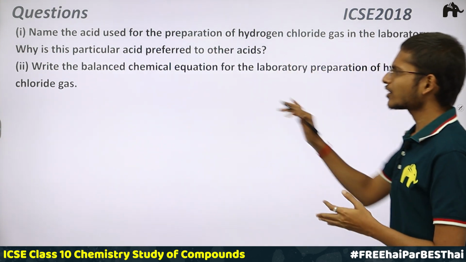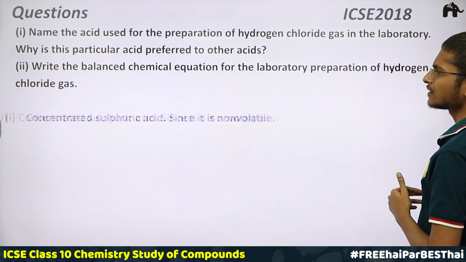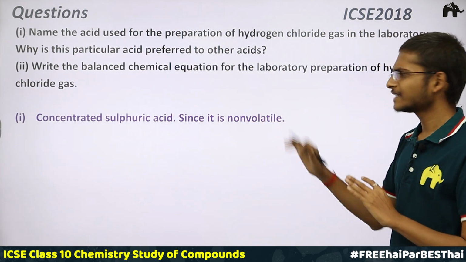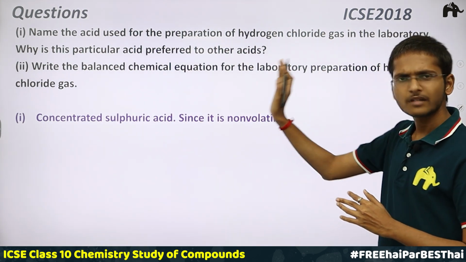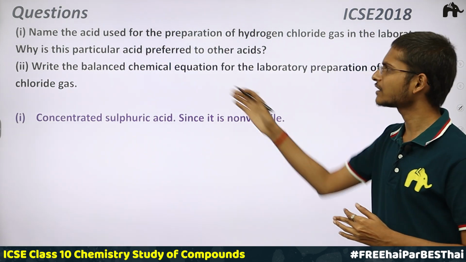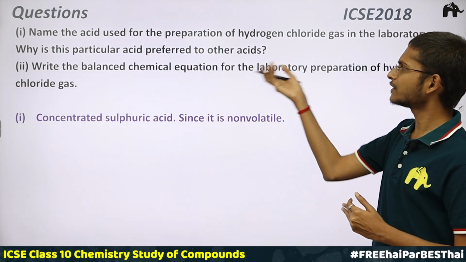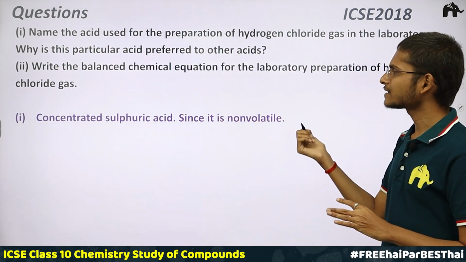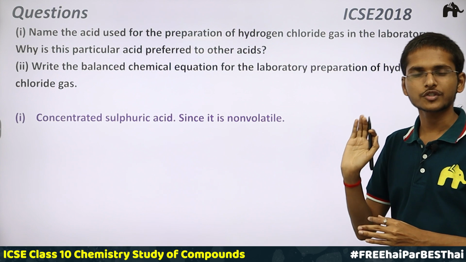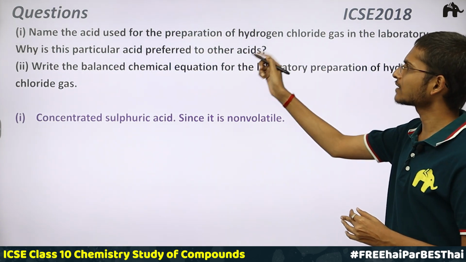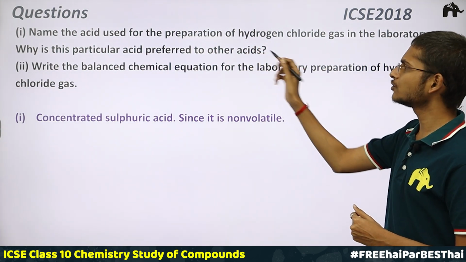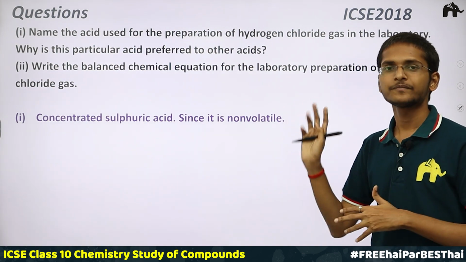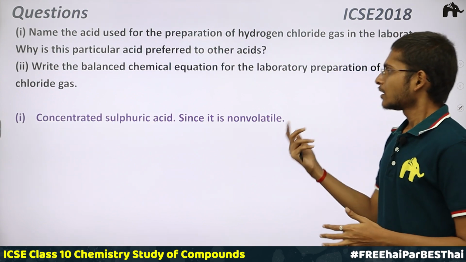So for writing the answers in the exam, you can just write in single lines. The first is concentrated sulfuric acid, and then you can just write, since the sulfuric acid is non-volatile, that's why we are using it as preferred to the other acids, simply. Okay, so in this way, in simple one line, you have to answer the question, because these are one marker questions. Okay, one mark and then 2 mark. So this is a 2 mark question, but they are expecting from you just a one liner answer. Okay, that's enough for them to give you the full marks, right?